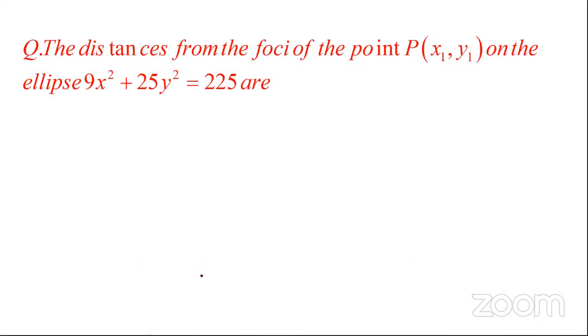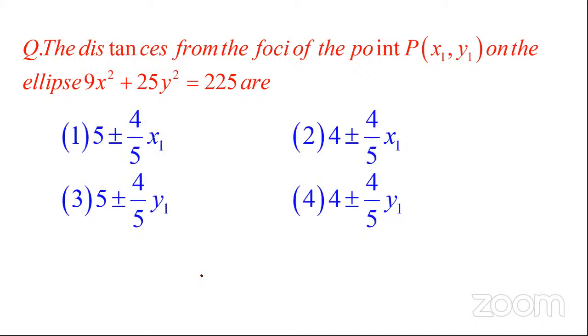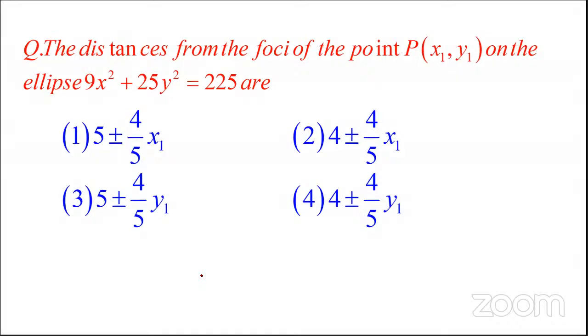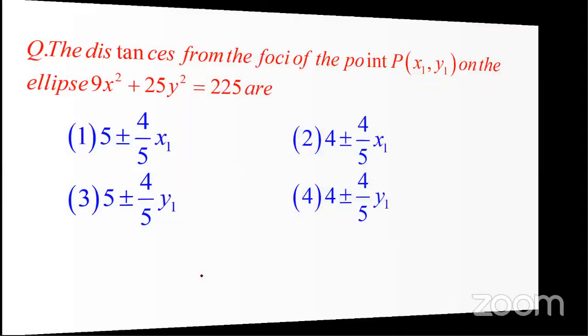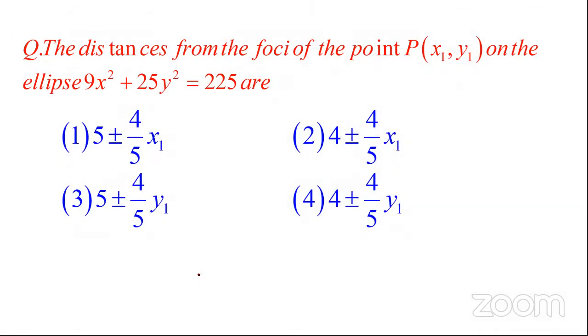So then the next question: the distance from the foci of the point (x1, y1) on the ellipse. So the distance from the foci is nothing but the focal distance, and we have to find that. Then we have a formula. So 9x square plus 25y square equal to 225, that is nothing but x square by 25 plus y square by 9 equal to 1. From that one we have to find that.